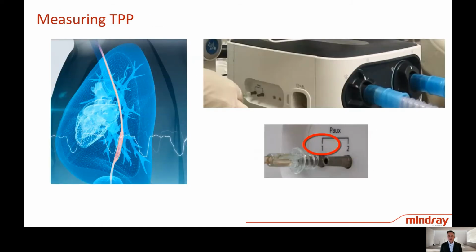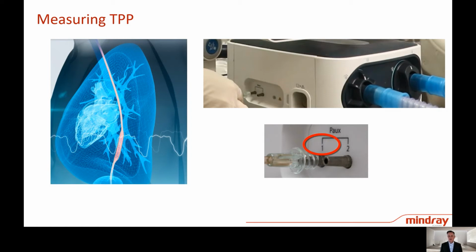How to measure transpulmonary pressure? As explained before, we need to place the esophageal balloon. It needs to be inflated. Correct placement and proper inflation is quite important for the accuracy of the measurement. The esophageal balloon is then connected to the mechanical ventilator.